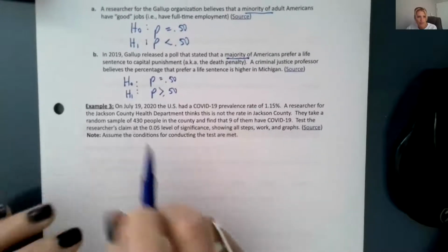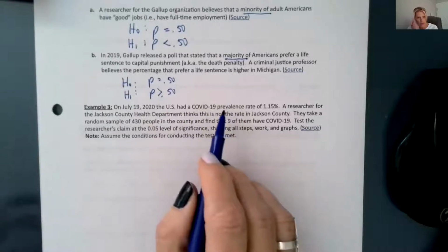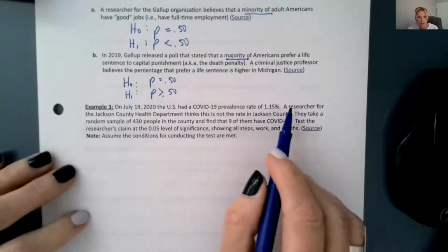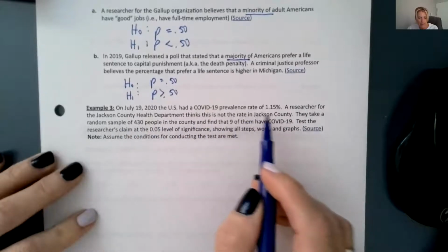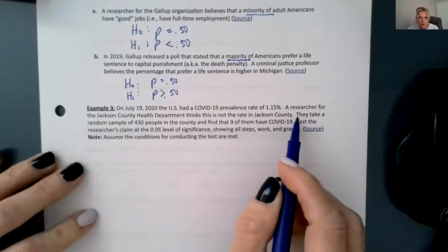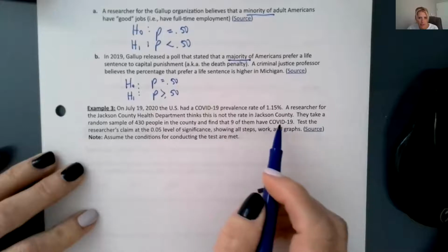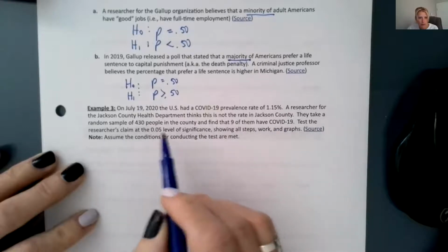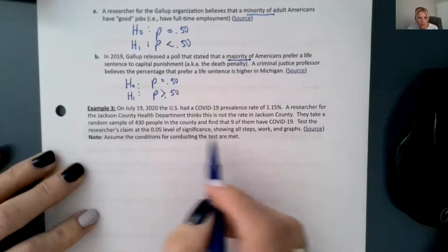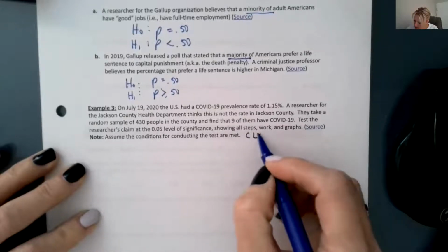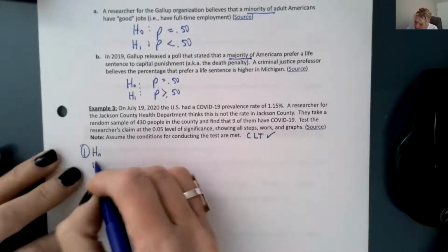Okay, example 3 says, on July 19th, 2020, the U.S. had a COVID-19 prevalence rate of 1.15%. A researcher for the Jackson County Health Department thinks that this is not the rate in Jackson County. They take a random sample of 430 people in the county and find that 9 of them have COVID-19. Test the researcher's claim at the 0.05 level of significance, showing all steps working graph. Assume the conditions have been met. So we're going to assume the CLT conditions have been met. So we can go straight to our hypothesis statement.